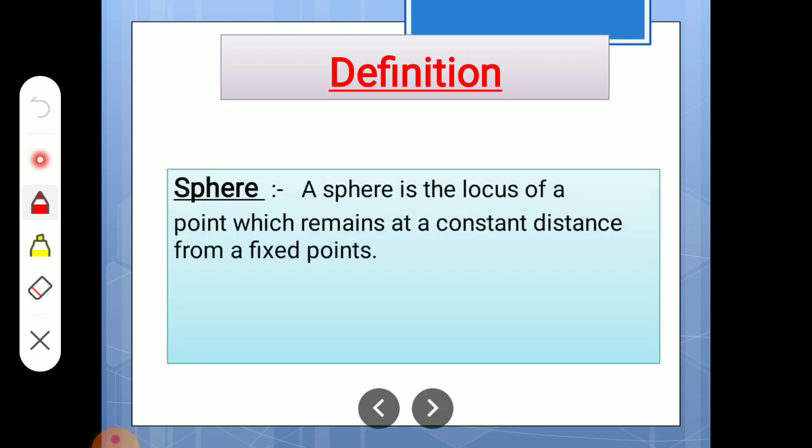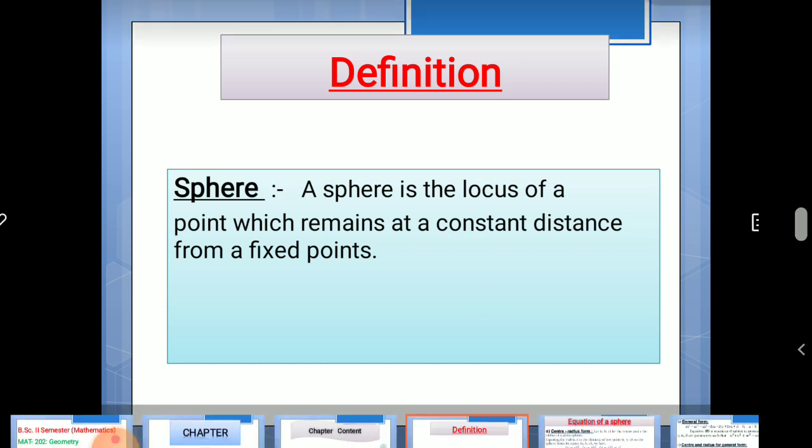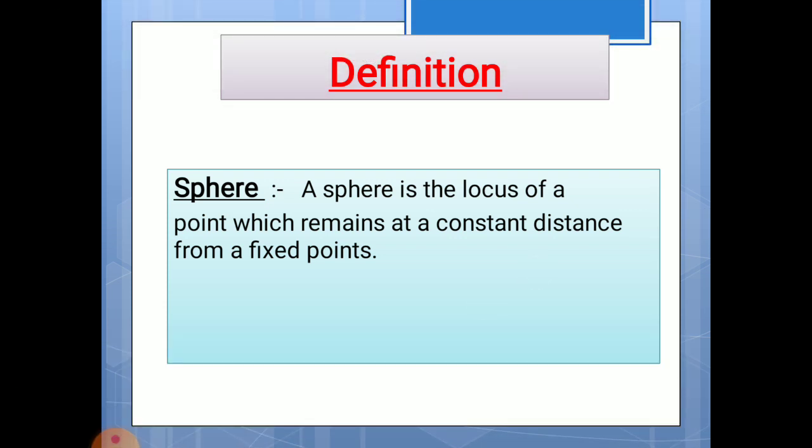Definition. Now we shall define what is a sphere. A sphere is the locus of a point which remains at a constant distance from a fixed point. That means we shall consider one fixed point, and the locus of points which are at a constant distance from this fixed point is called a sphere.